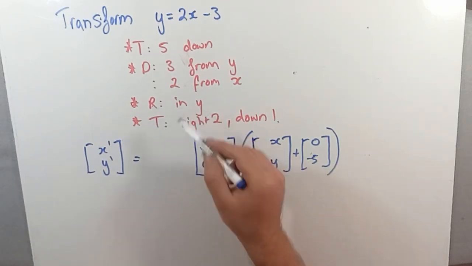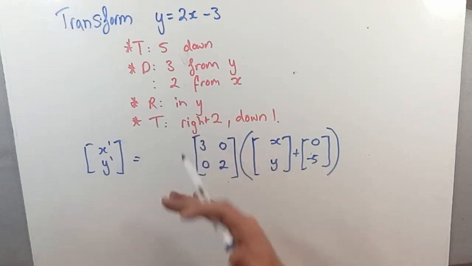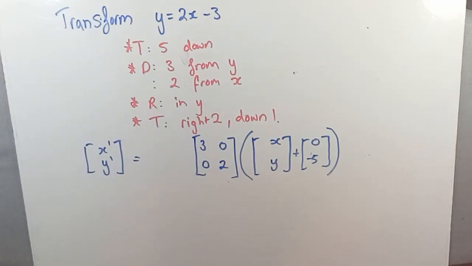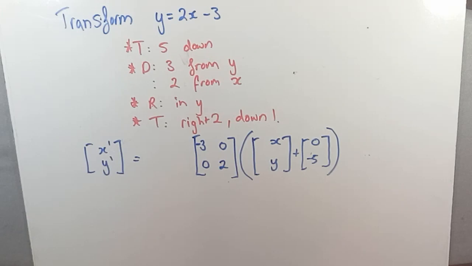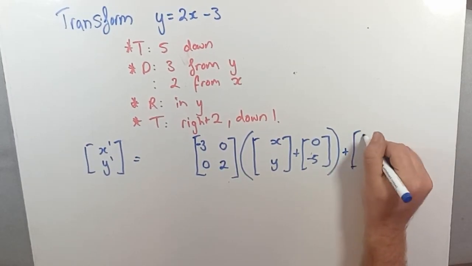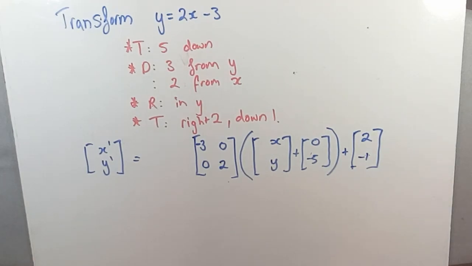Then I'm going to reflect in y. So all the x values are going to flip to negatives, and all the negatives will flip to positives, while the y values stay the same. And then we're going to go right 2 and down 1. So I just add this on at the end. Right 2, down 1, and we've got it. I left a bit too much room here, but that's okay.